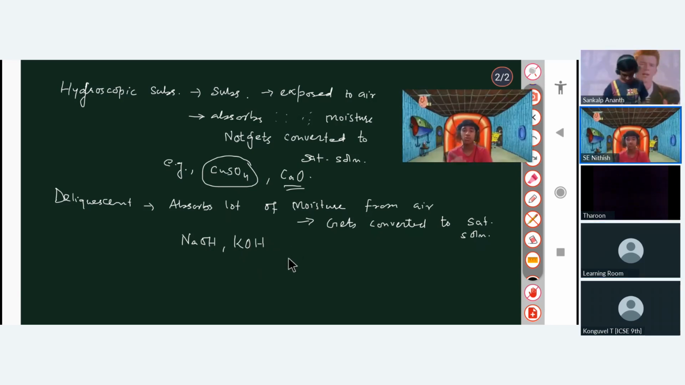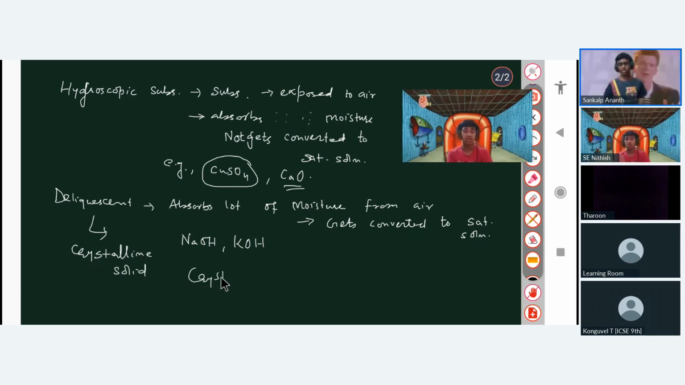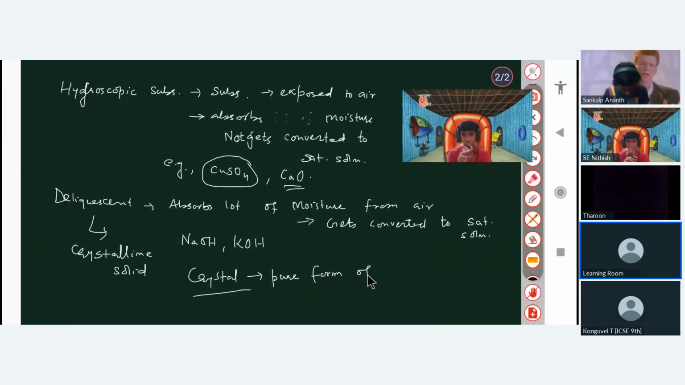Okay, now see, here is one more difference. Whenever we talk of deliquescent substances, you will remember that they are always crystalline solids. Do you know what a crystal is? Yes, sir, it is formed when a hot saturated solution is cooled down. Exactly. Whenever a hot saturated solution is cooled down, we get the crystal. And a crystal is always the pure form of a substance. So it is always prepared when we have a hot saturated solution and cool it down in a china dish.